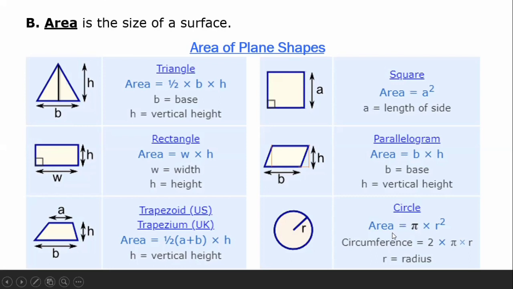And last one, we have here circle. The area of a circle is pi multiplied by r squared. Okay. If the given is diameter, all you have to do is to divide first the diameter by 2, since radius is just half of the diameter.